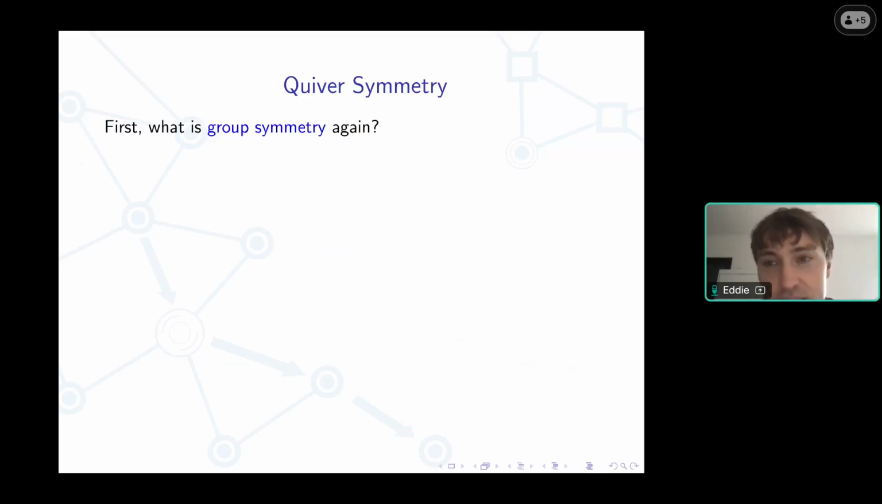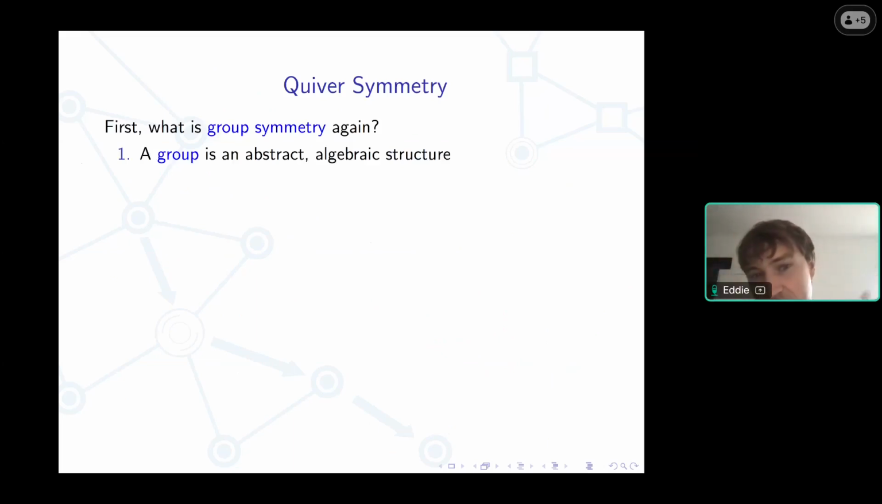So the first ingredient to classical group symmetry is a group, which is an abstract algebraic structure floating in the background. A group is a set with a nice multiplication or addition and inverses. We've seen that in year 1 or 2. An example would be just Z mod 2Z under addition.